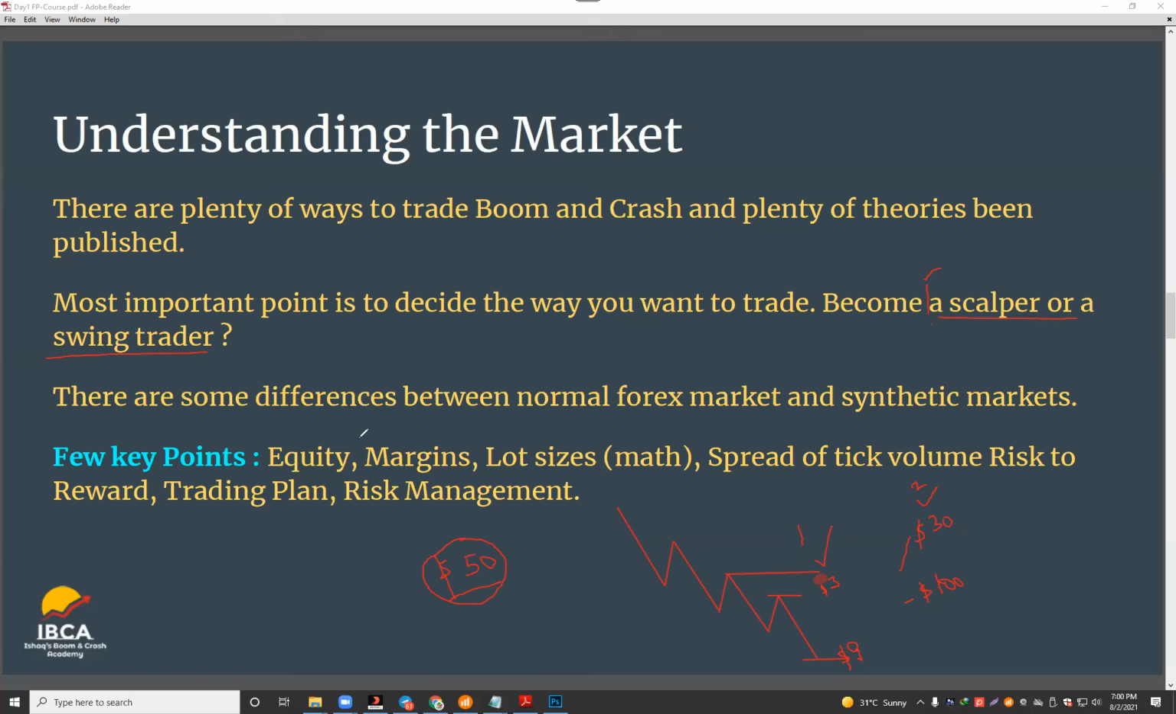And then, when we are calculating the profits and the trading lots, how will it differ from the Forex market? In the Forex market, when you have $50 in your account, you cannot purchase one lot, right? You need to purchase a very small lot. Here, there is a difference. So one by one, we will discuss each and every point. What is equity, margin, lot size, spread, tick volume, risk to reward, everything we will discuss here.